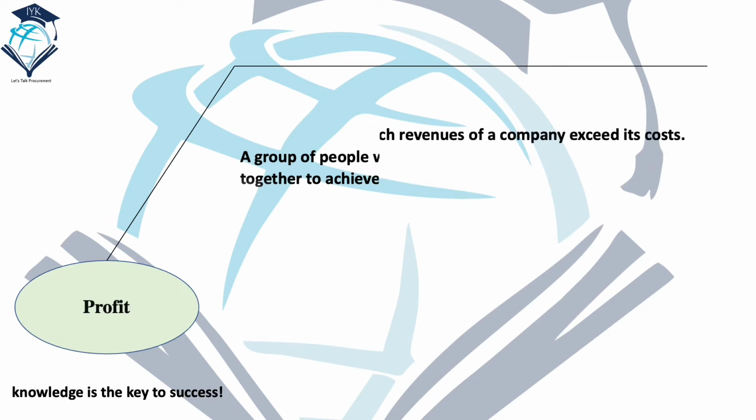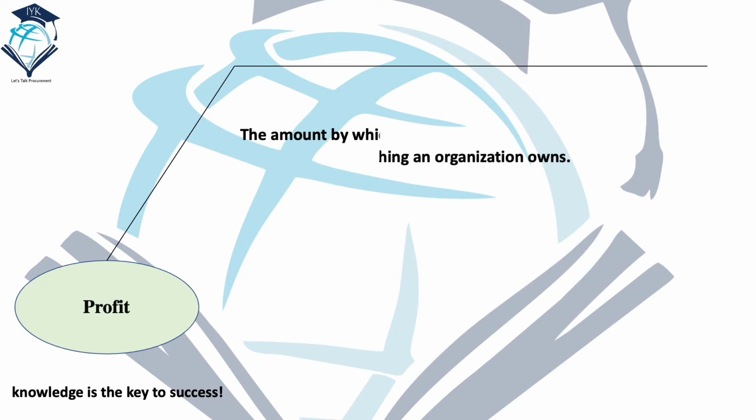Profit. The amount by which the revenue of the company exceeds its cost. So if the company is generating money exceeding the cost, that is known as the profit for the organization. Asset value. The value of everything an organization owns is known as asset value. For example, the furniture, computers, machinery, all those are known as asset value.